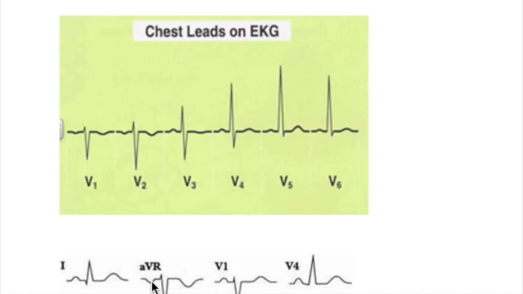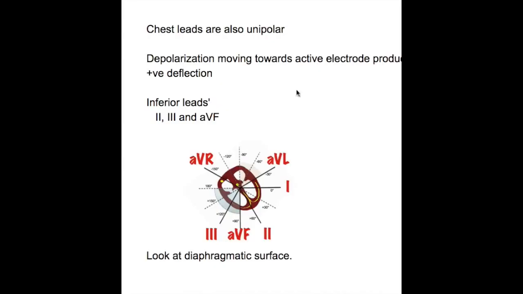Why are the P wave, the atrial depolarization, the QRS, the ventricular depolarization, and the T wave, the ventricular repolarization, all of them negative in AVR? They are negative because the wave of excitation moves away from the electrode. That is why the P wave, the QRS, and the T wave are all negative in AVR.